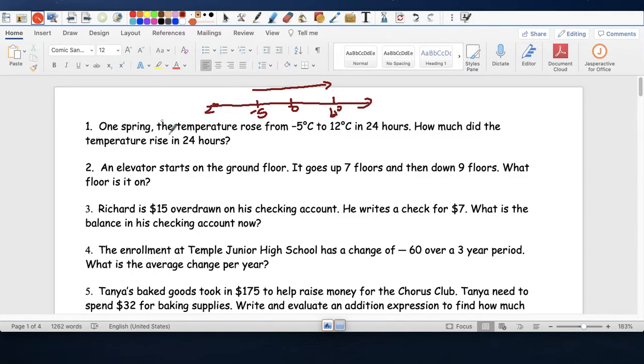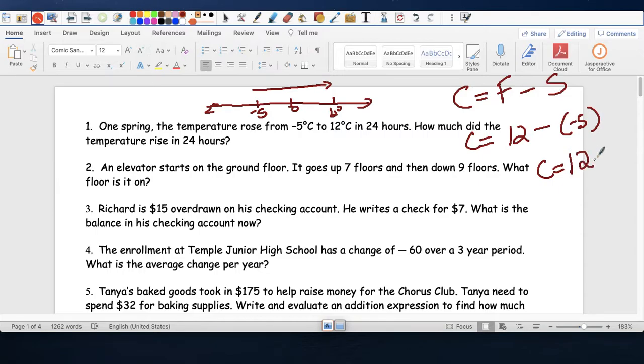So what was the change here? Well, how much did the temperature rise? So you want the change, right? We know the starting, we know the final. What was the change in temperature? So how do we write change? Change is the final temperature minus the starting temperature. So change equals F, which in this case is 12, minus -5, which is the starting temperature. And again, if you want to rewrite this as an addition problem, you can, and that becomes 12 plus 5. So the change in temperature was 17 degrees. So that's how much the temperature rose in 24 hours, 17 degrees.